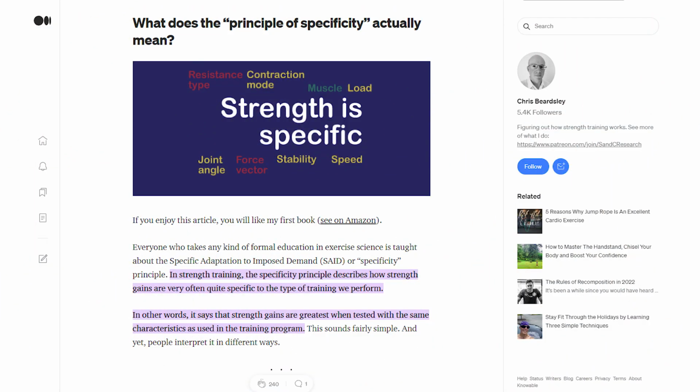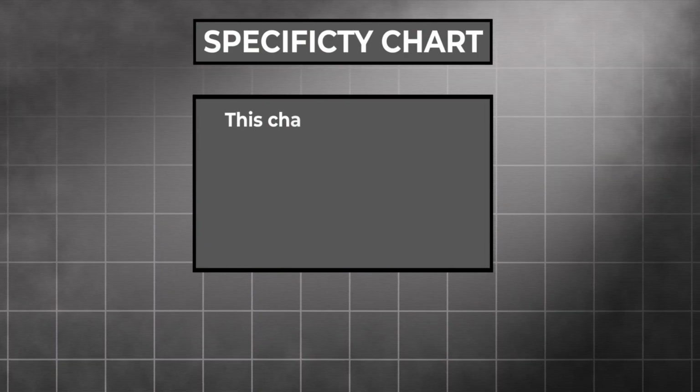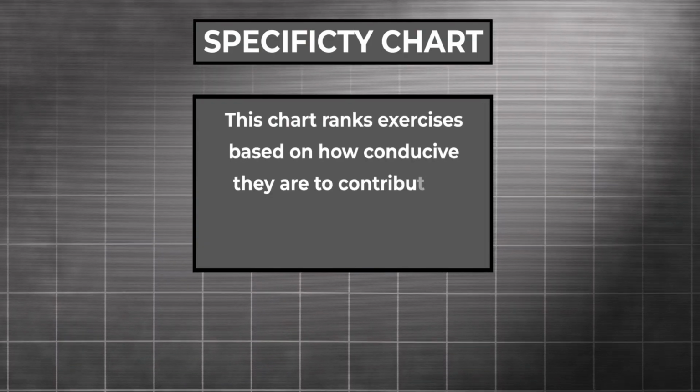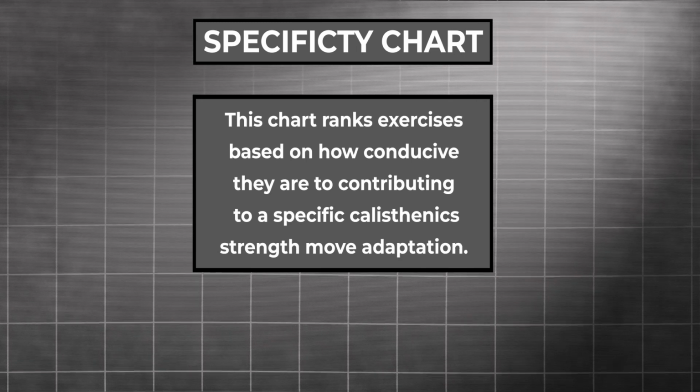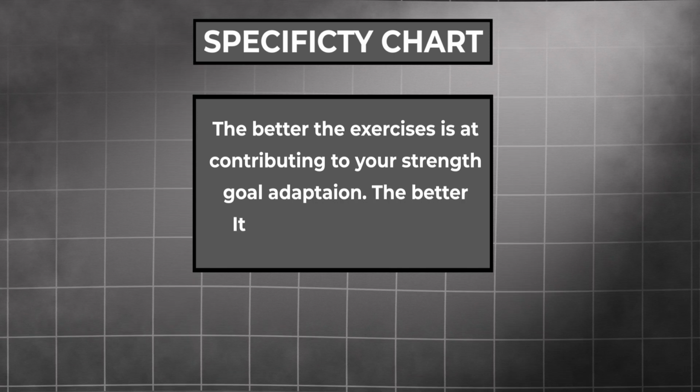To help us better understand why, I'd like to introduce the principle of specificity. The principle of specificity states that the adaptations you get from training are specific to the type of training you do. To help you better understand the principle of specificity, I created a specificity chart which is meant to help visualize and help you understand how the principle of specificity relates to this video. This chart ranks exercises based on how conducive they are to contributing to a specific calisthenics strength move adaptation. The better the exercise is at contributing to your strength goal, the better it will rank on the chart.